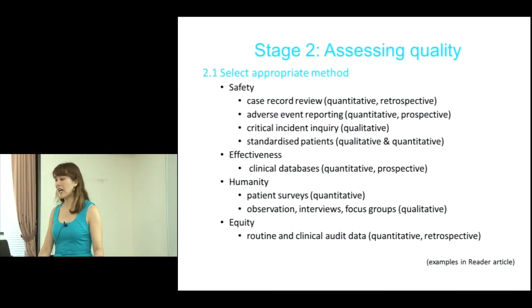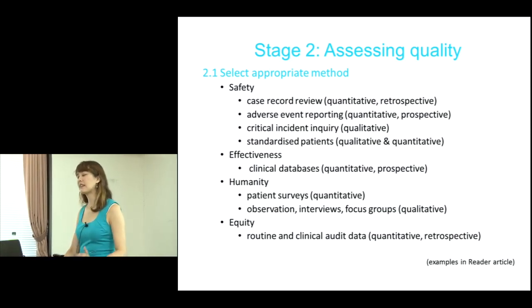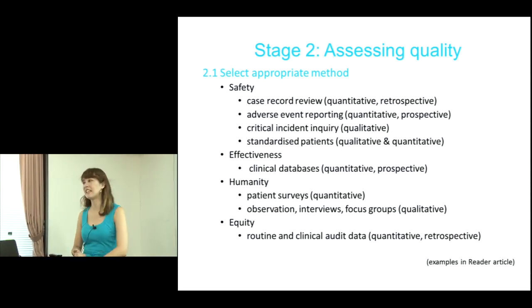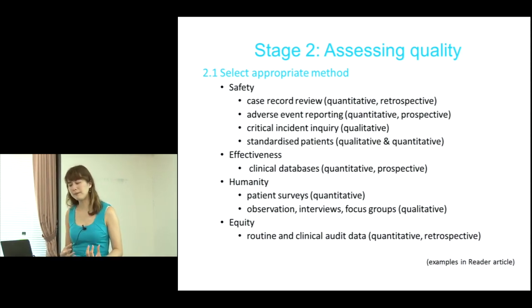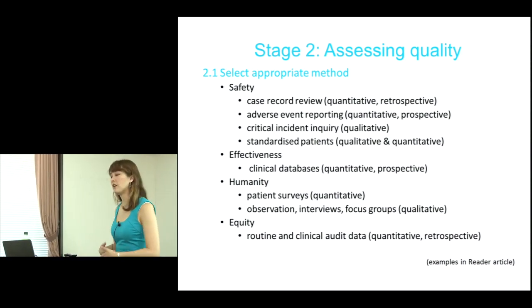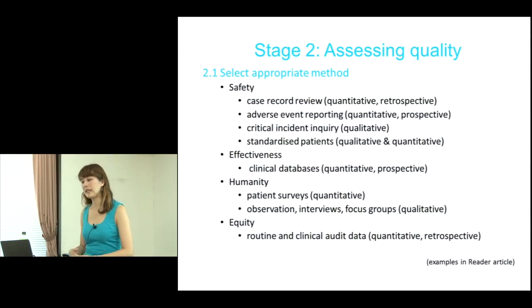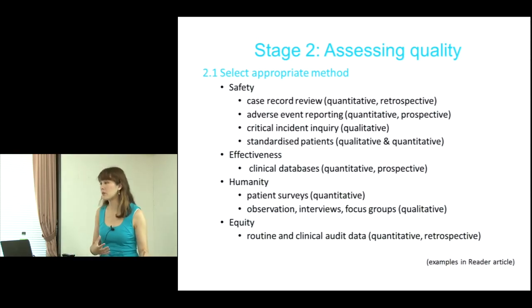Okay, so that's how we define quality. Now, stage 2, assessing quality. We then need to select the appropriate method. As we remember of the 4 different dimensions of quality, you can choose to look at different aspects, different dimensions of quality, but there are different methods we need.